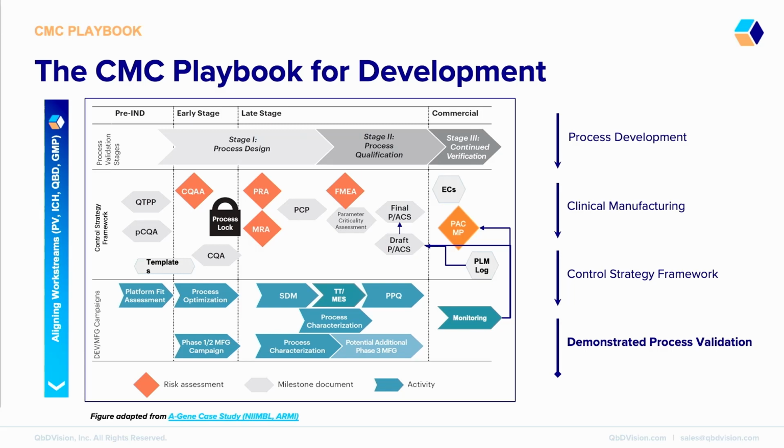And at the top, you're seeing the top swim lane, the three stages of process validation as defined by the FDA. At the bottom are all the things that I'm familiar with, all the activities that you undertake: development activities, manufacturing campaigns, as you're learning about your process and scaling your process to get to the commercial scale.